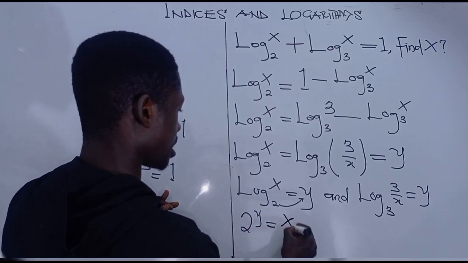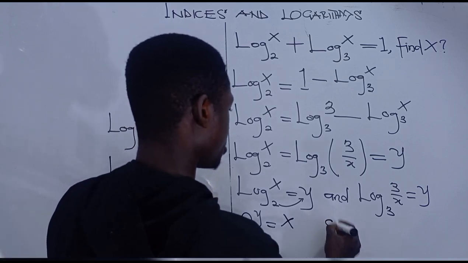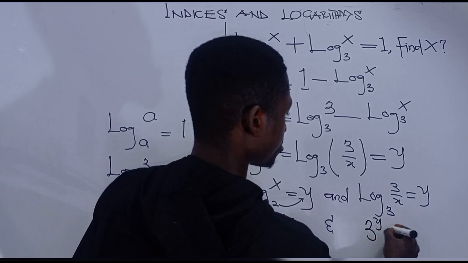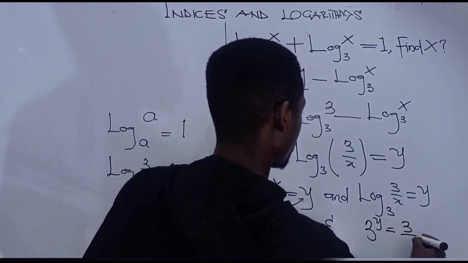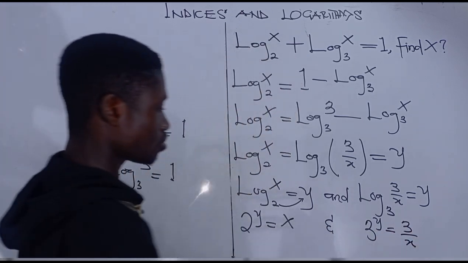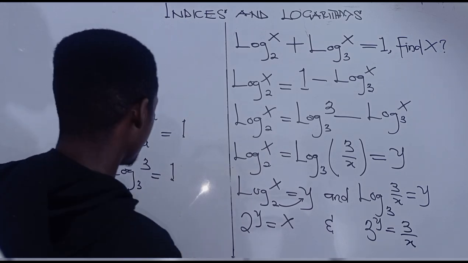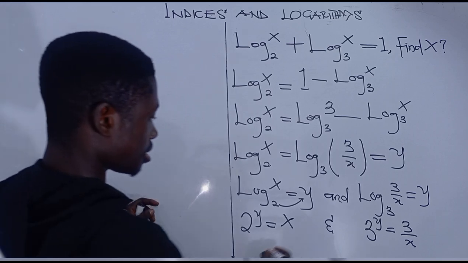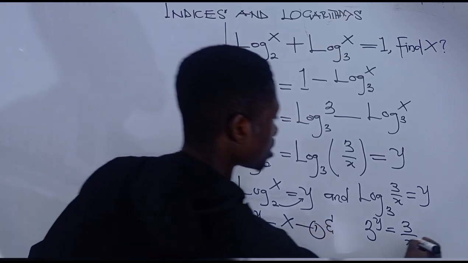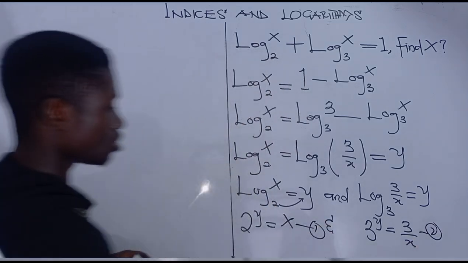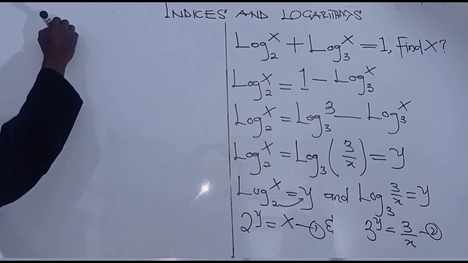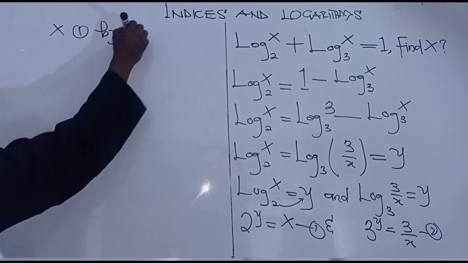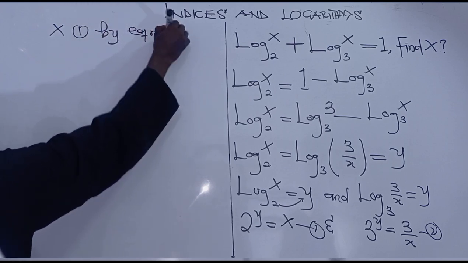We are left with what? x. And then this is also going to give us 3 raised to the power y, and we have 3 all over x. Now we have two systems of equation. Let's solve it. Let's call this equation 1 and then this equation 2. So let's multiply equation 1 by equation 2.